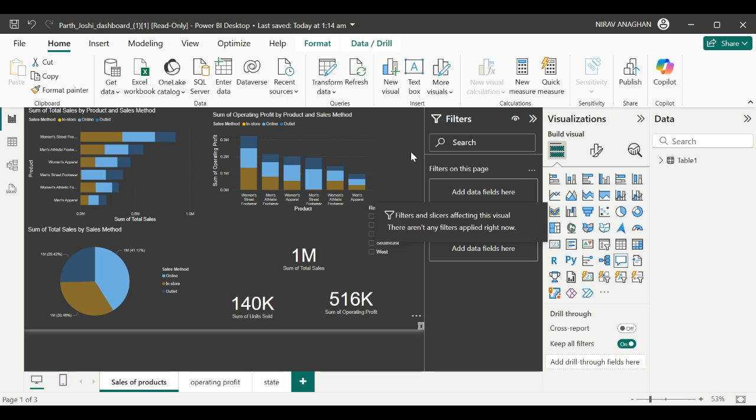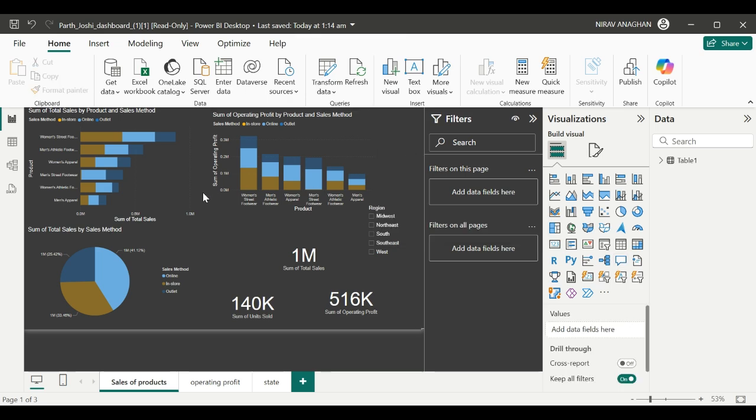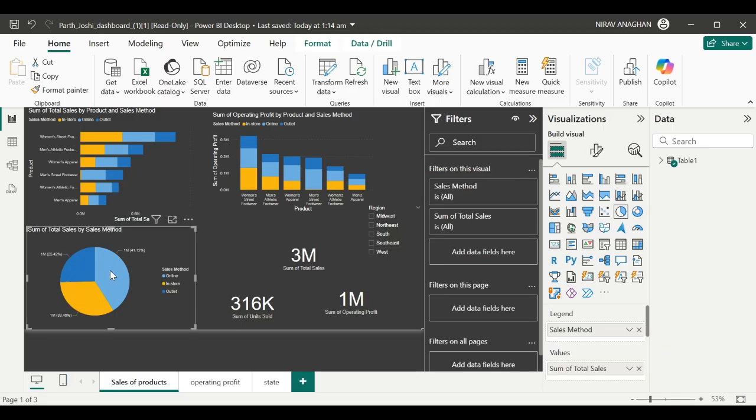As you can see, there are three main graphs: sum of total sales by sales method, sum of sales by product and sales method, and sum of operating profit by product and sales method. There are three methods of selling: online, in store, and outlet. Online total sales is 41%, in store is 33%, and outlet is 25%. So online is the highest selling sales method.